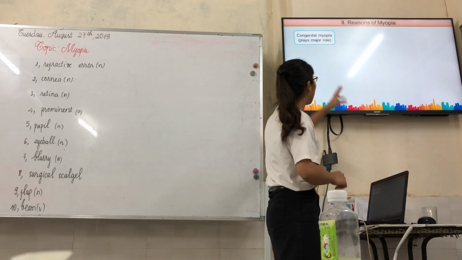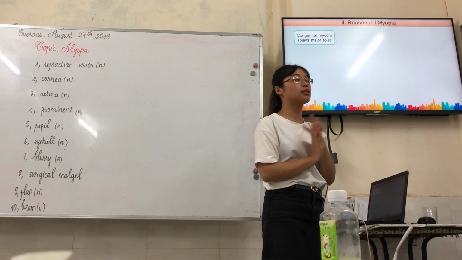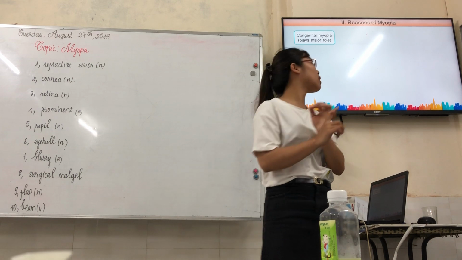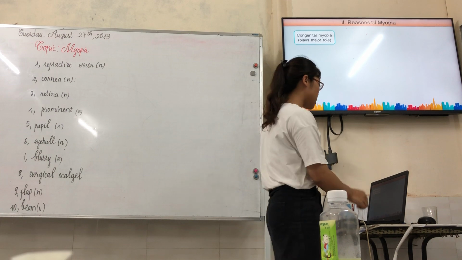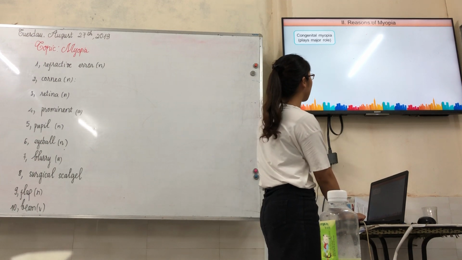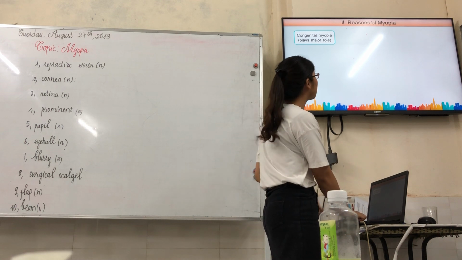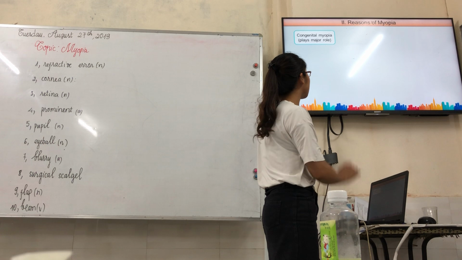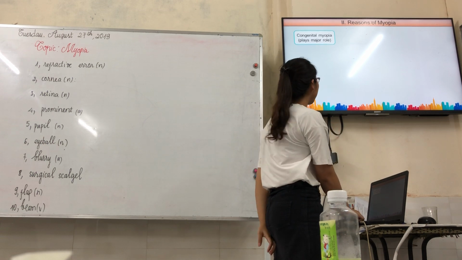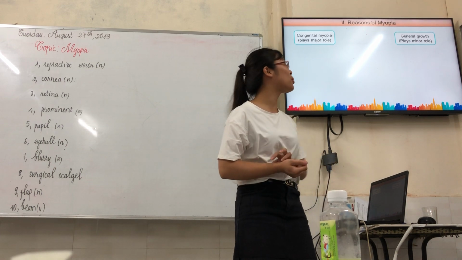Now I will show you some reasons for myopia. There are so many reasons for myopia, such as bad habits and so on. But in today's presentation, I can summarize them in two main reasons: congenital myopia and general growth.